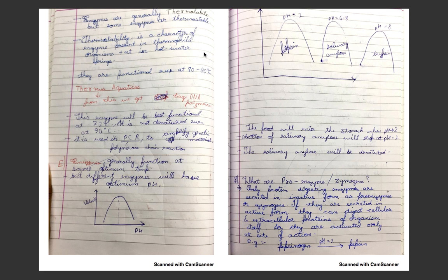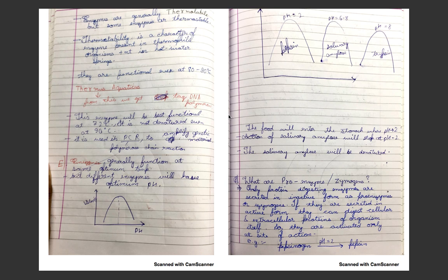An example is Thermus aquaticus. From this we get Taq DNA polymerase. It is nothing but an enzyme, since it ends with 'ase'. This enzyme is best functional at 72 degrees Celsius. It is not denatured even at 90 degrees Celsius. The body enzymes of the human body are easily denatured after 40 degrees, so they can't survive. But Taq DNA polymerase is very functional at 72 degrees and does not denature even at 90 degrees. It is used in PCR, the polymerase chain reaction, to amplify genetic material.